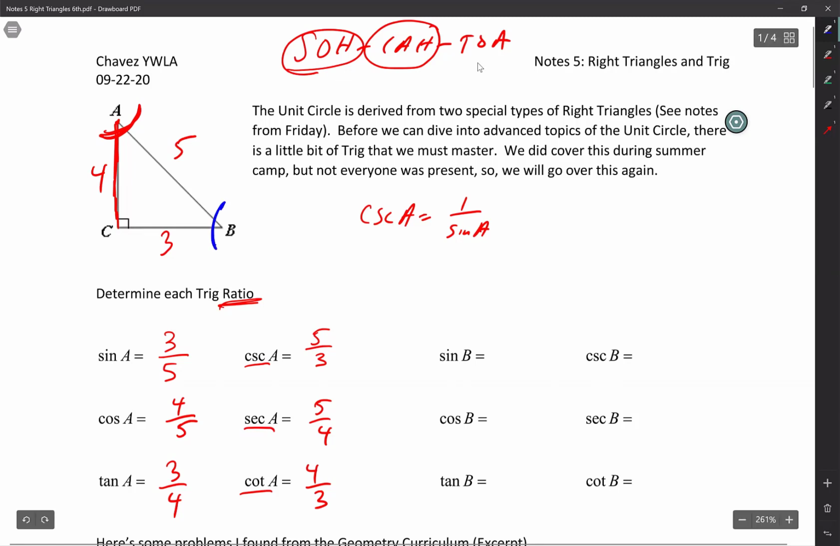So here's angle B. So sine B is 4 over 5. Cosine B, adjacent over hypotenuse, so that's going to be 3 over 5. And then tan B is going to be 4 over 3. And then cosecant B is the reciprocal of sine B, guys, so that's going to be 5 over 4. And then secant B is going to be the reciprocal of cosine, so it's going to be 5 over 3. And then cotangent B is going to be the reciprocal of tangent, so that's going to be 3 over 4.